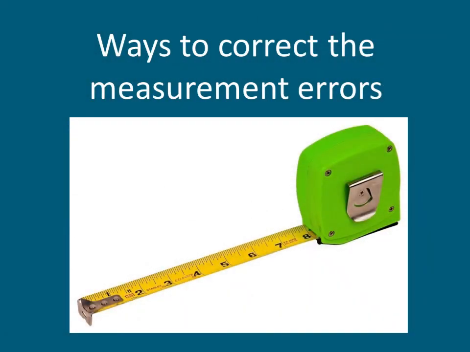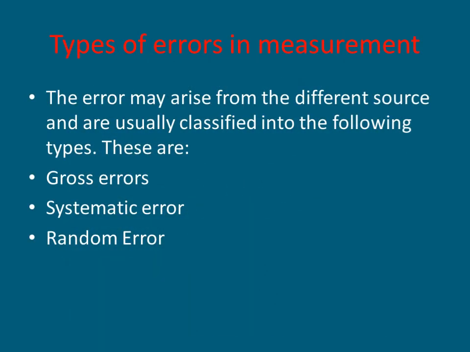Today I am going to explain the ways to correct the measurement error. In our previous videos, we have already discussed the types of error in measurement. There are mainly three types of error in measurement, that are gross error, systematic error, and random error.